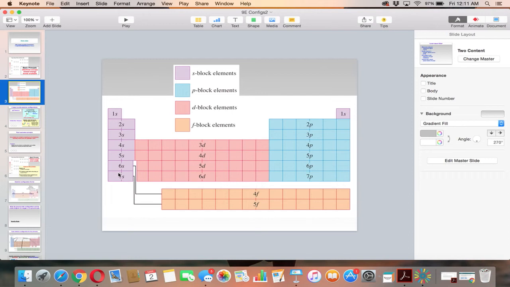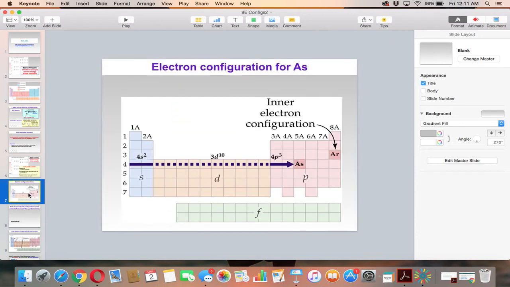I'm going to show you these shapes in just a second, but first I want to remind you how to shade in your periodic table so that you can use this, as shown in the previous video, to find a particular element. And I'm going to go here. We're going to look at arsenic.